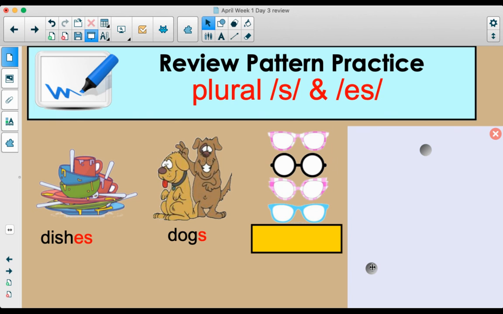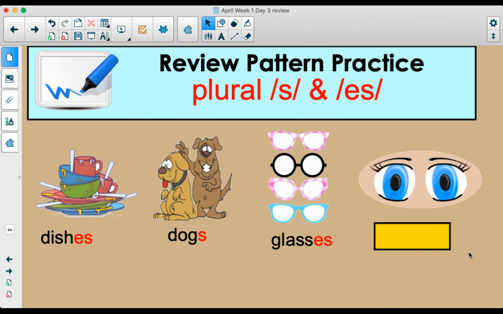The next one is glasses. There's more than one pair of glasses here. Write it down. Glasses. Remember, boys and girls, if you need extra time, you can always pause this video to write down any word. Now, let's spell the word glasses. G-L-A-S-S-E-S. Notice the ES ending because this word ends in S.